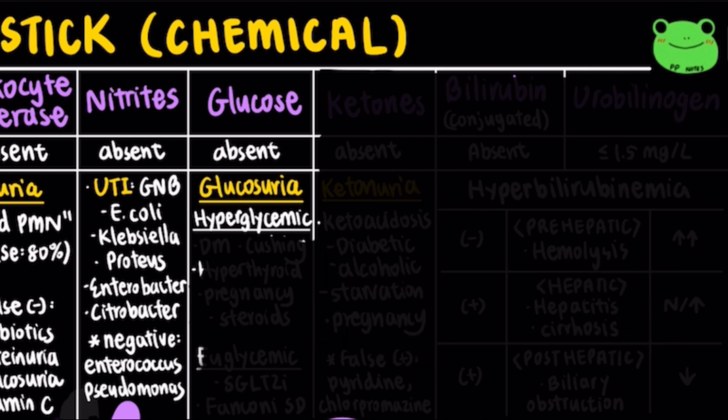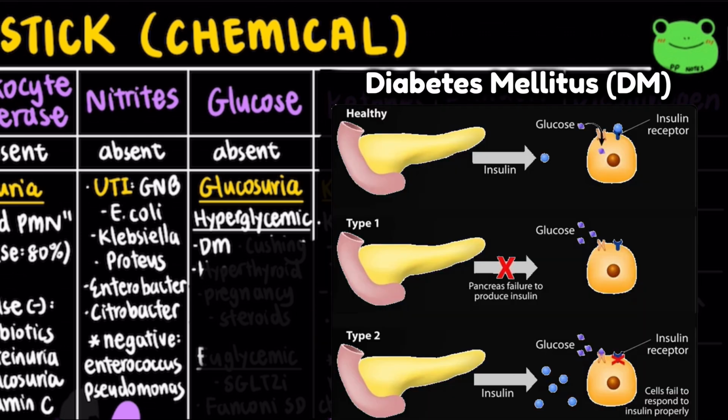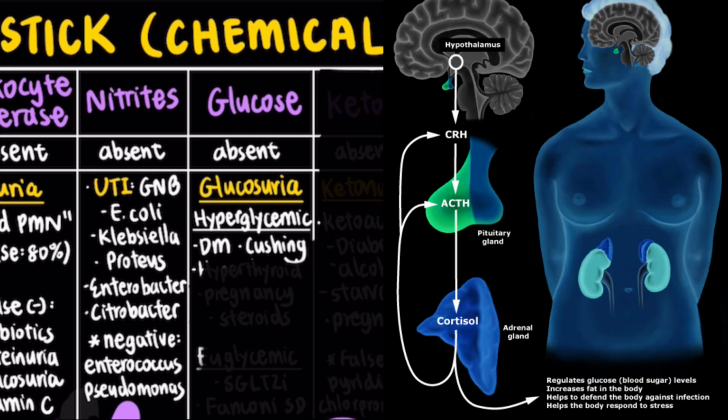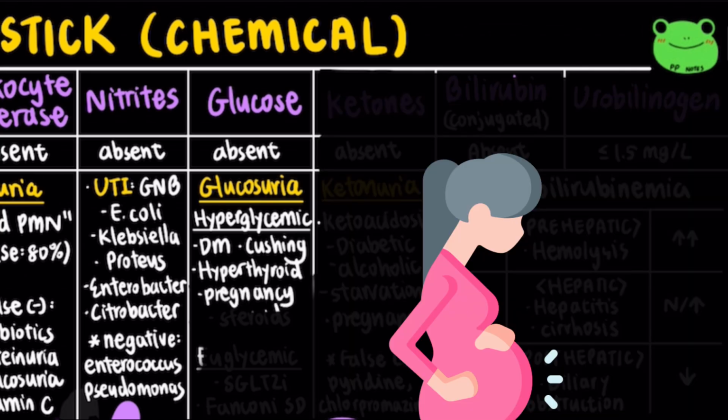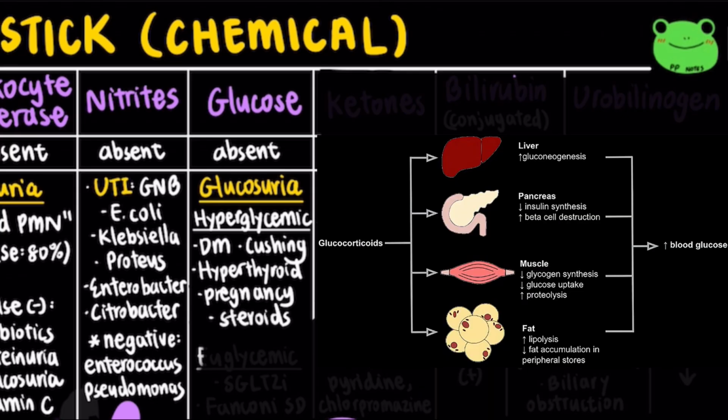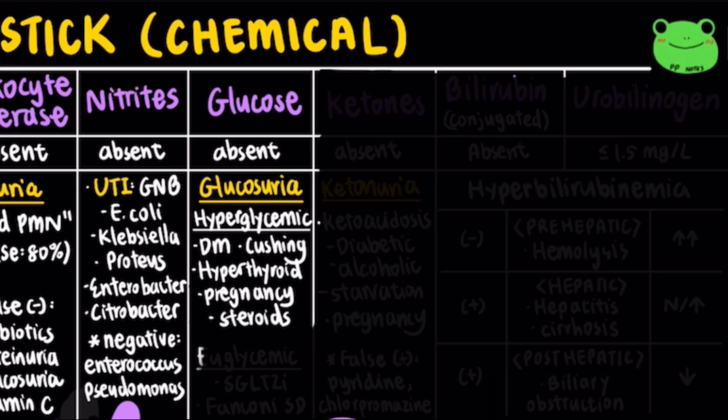Some common causes include diabetes mellitus, especially when it's poorly controlled, Cushing's syndrome, where excess cortisol increases glucose production, hyperthyroidism, which speeds up metabolism, pregnancy, which may cause mild glucosuria due to increased kidney filtration, and steroids, which may also increase glucose levels. But not all glucosuria is caused by high blood sugar.